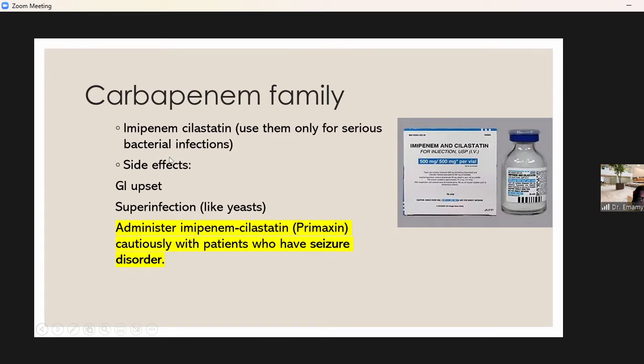Imipenem, carbapenems also work by blocking formation of bacterial cell wall. Carbapenems like imipenem cilastatin, like meropenem. An important side effect of imipenem cilastatin is seizure. So if you have a patient with a history of seizure, you won't give this patient imipenem cilastatin.